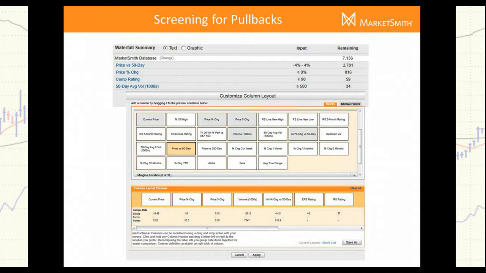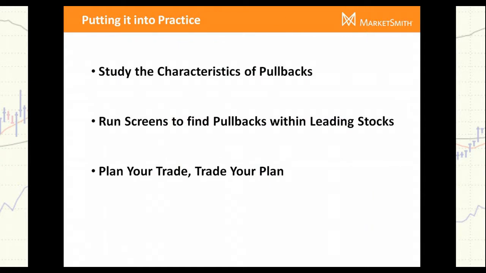Go through and run different screens to find pullbacks within leading stocks, especially if you're maybe underinvested or you're looking to add to existing positions. That could be a beneficial scenario where the stock is pulling back into the 50-day moving average. You have an expectation that it should go higher from there, etc. And then lastly, this is probably the most crucial aspect, is plan your trade and then trade your plan.